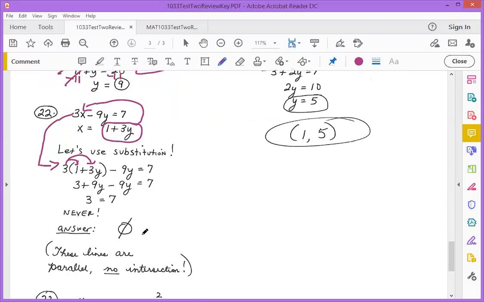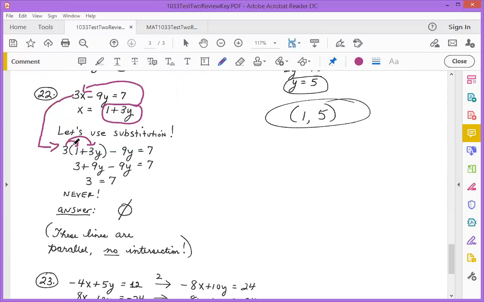Now when we distribute, we'll get 3 times 1 or 3, 3 times 3y or 9y, minus the 9y equals 7. Combine like terms here. See 9y minus 9y, that cancels. And what's left over on the left is 3. On the right is 7. Those two terms are not equal to each other. Therefore, we have no solution.